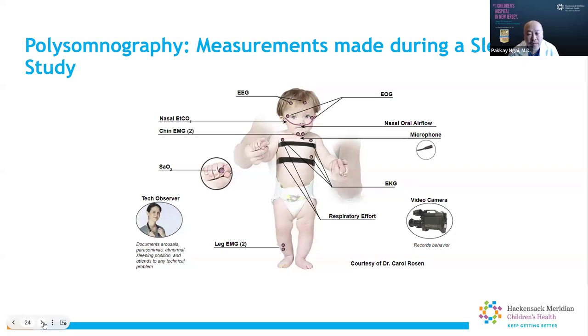And respiratory effort is measured by these two black belts on the child that's shown going around the chest and around the belly. And normally chest and abdominal movement should be in sync.